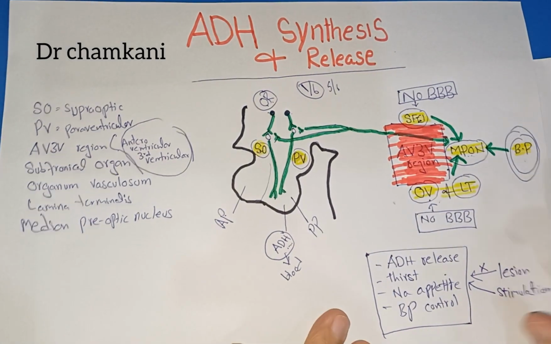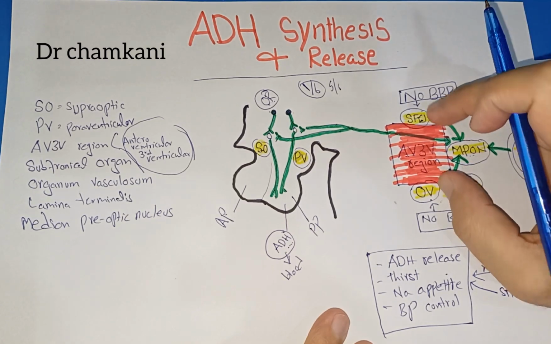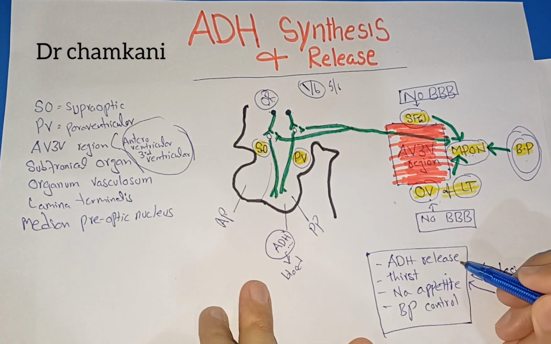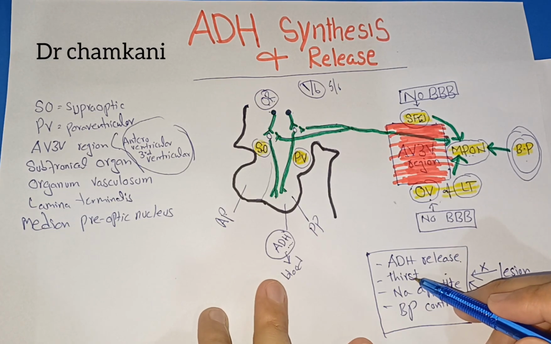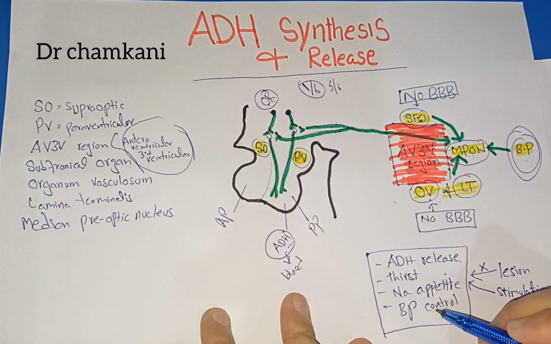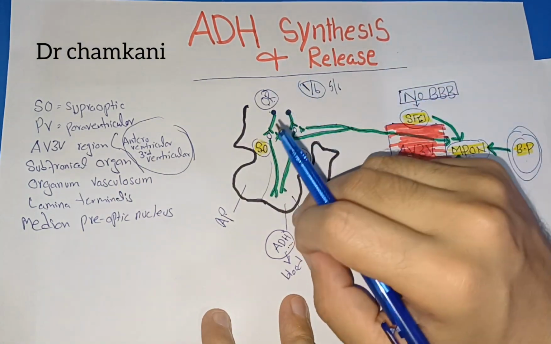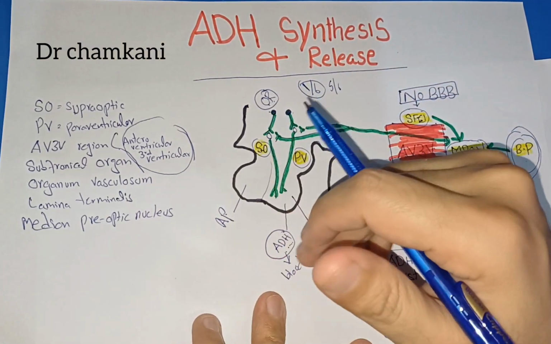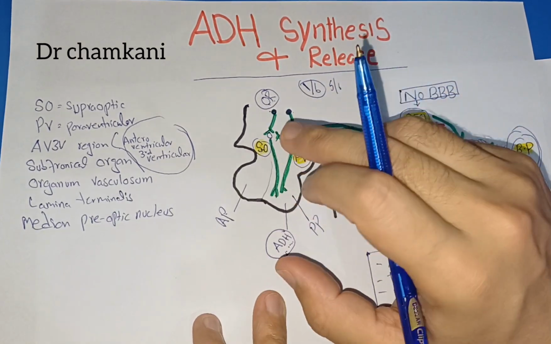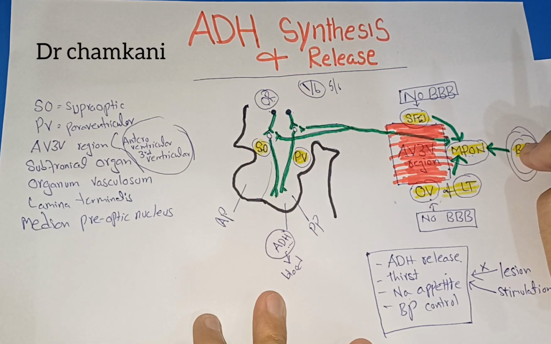Now, if this area is disturbed, if there is a lesion in this AV3V region, there will be abnormalities of antidiuretic hormone release, there will be abnormalities of thirst, there will be abnormality of sodium appetite, and there will be abnormalities of blood pressure control, because this area is very much important in the release of antidiuretic hormone, which again is very much important for the reabsorption of water, and reabsorption of water is very much important for the control of arterial pressure or blood pressure.